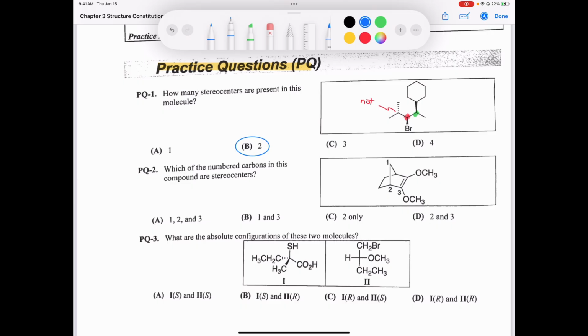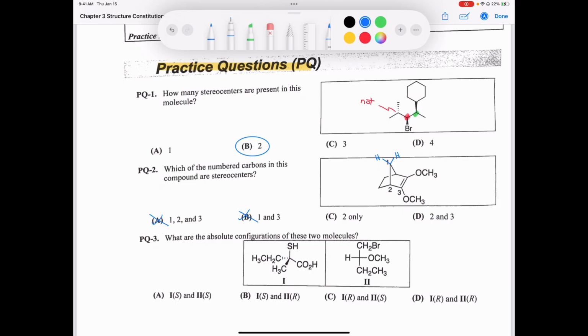All right, let's take a look at number 2. Which of the numbered carbons in this compound are stereocenters? Well, you can see we have carbons 1, 2, and 3 numbered here in this structure. Number 1 certainly isn't a stereocenter, is it? Because it's got two hydrogens attached to it. Those two groups are identical. And so we can get rid of answers A and B.